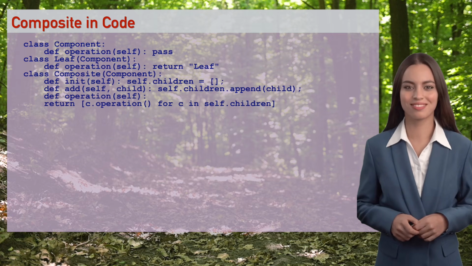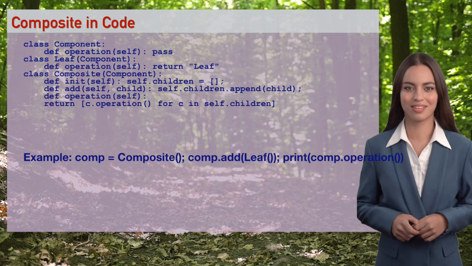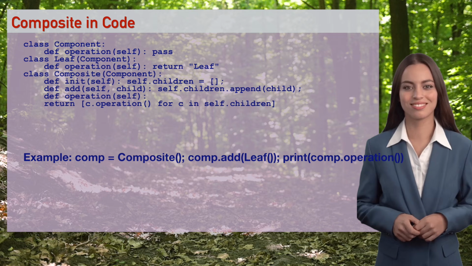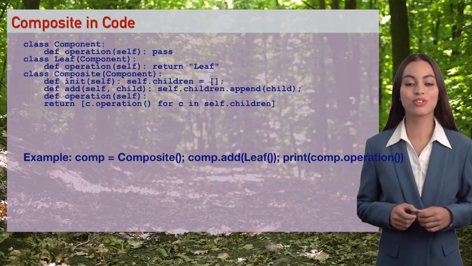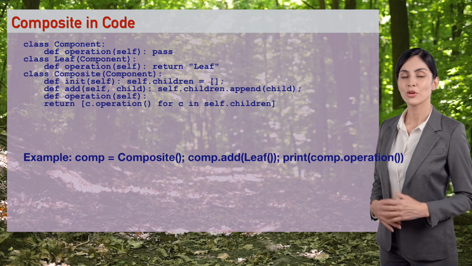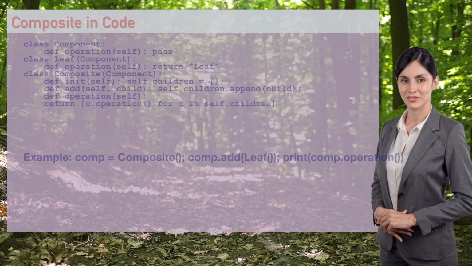A base component interface with operation. Leaf implements it simply. Composite also implements, holds a list of children, has add method, and operation recurses over children. Example: create a composite, add leaves, call operation to get aggregated results from the hierarchy. Recursive power in action scales beautifully.